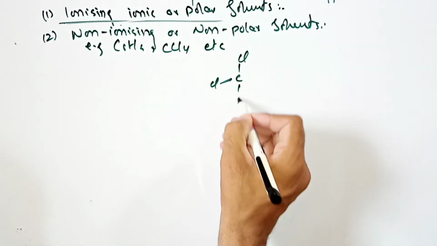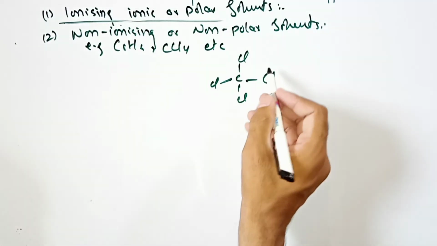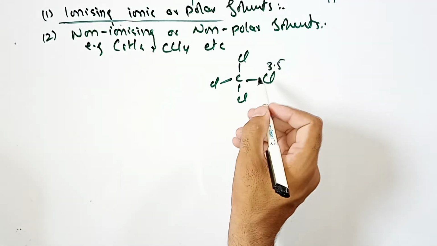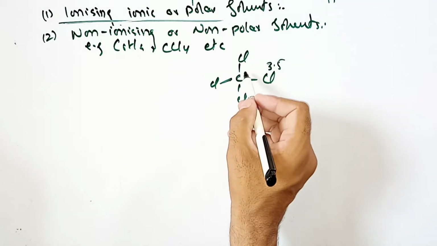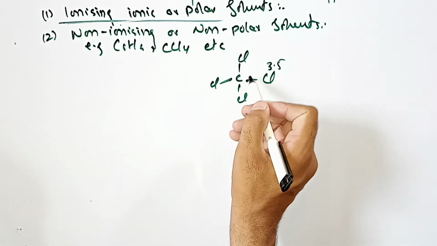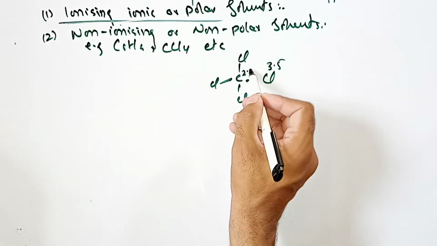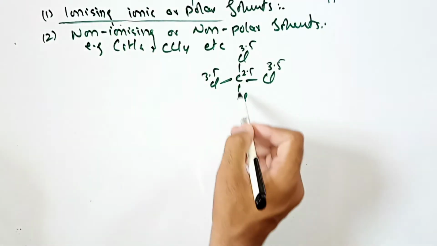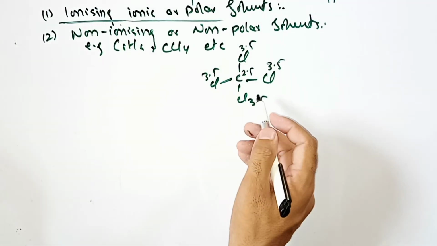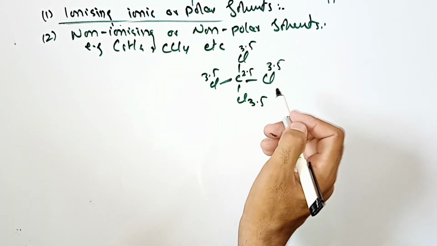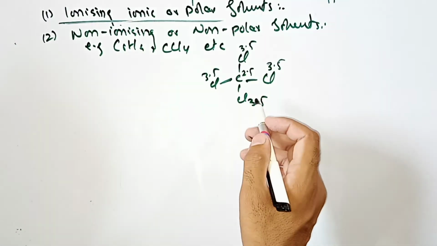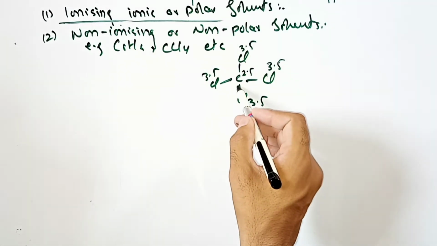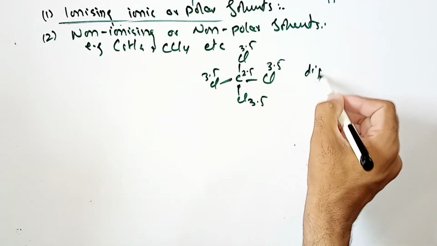Chlorine, chlorine, chlorine, chlorine. Chlorine is an electronegative element with an electronegativity of about 3.5, while carbon has an electronegativity of almost 2.5. This means a high electronegativity difference and high polarity is present in each bond. But in this case, the dipole moment is 0.